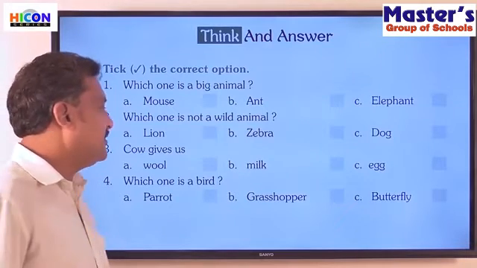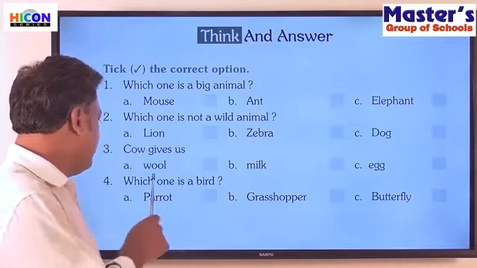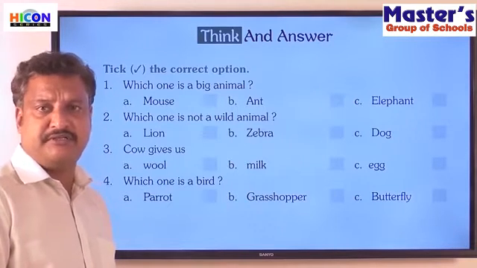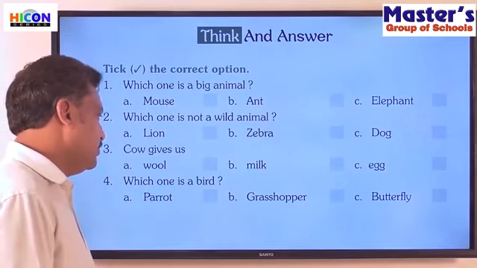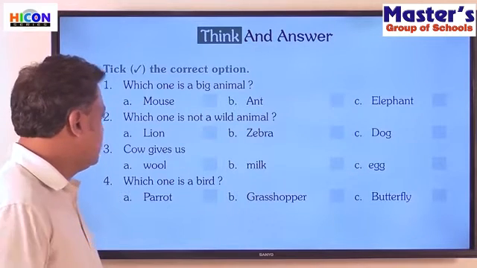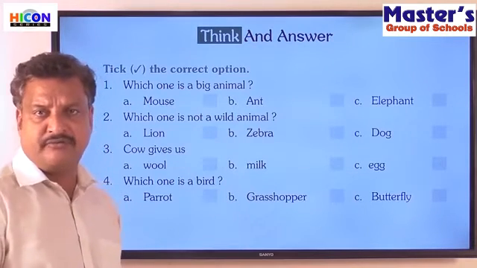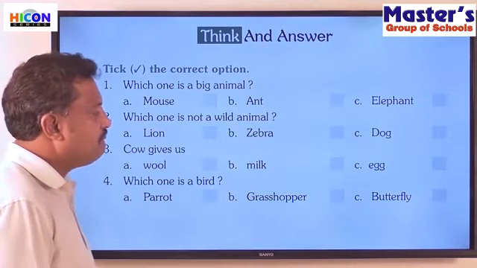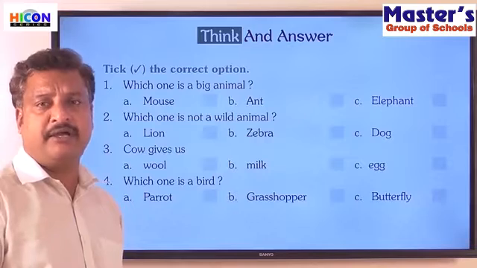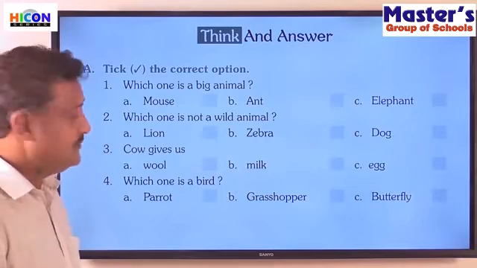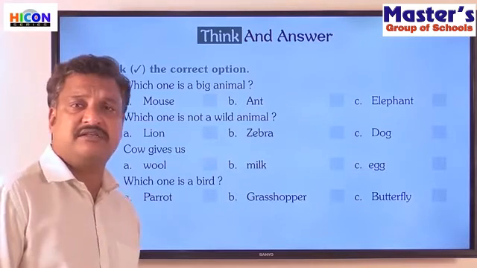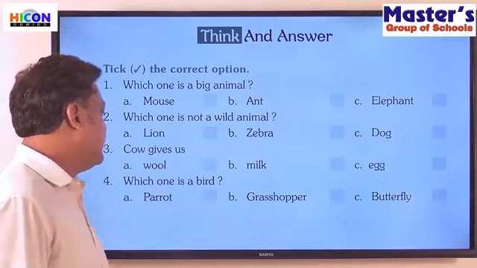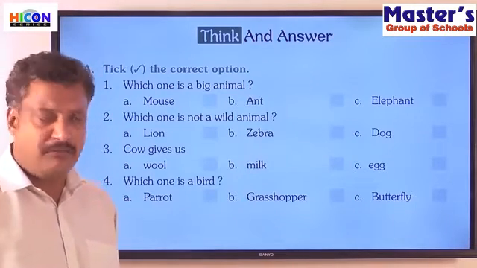And what do we get from a cow? Do we get the wool from a cow? Wool we get from a sheep, isn't it? Yes, a sheep. Sheep give us wool. Milk. Yes, we get the milk from cows. Cow gives us milk. Egg? No way. Eggs are laid by birds like a hen and ducks, isn't it? So we grow hens, ducks, goose, etc. for the purpose of getting eggs. So what is the answer? Milk is the answer. So cow gives us milk.